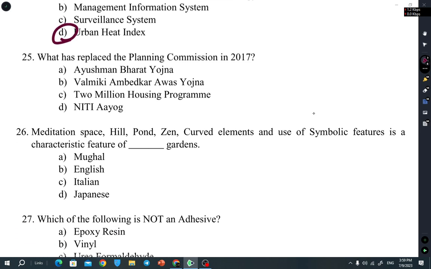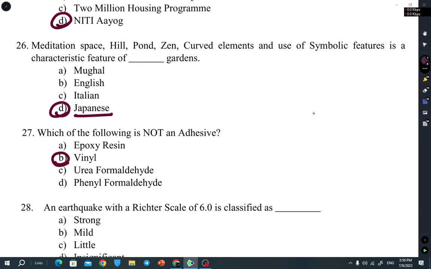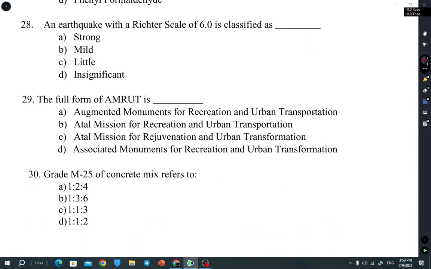What has replaced the Planning Commission in 2017? Niti Aayog. Meditation space, hill, pond, zen, curved elements and use of symbolic features is a characteristic feature of Japanese gardens. Which of the following is not an adhesive? Option B. Vinyl. An earthquake with a Richter scale of 6 is classified as strong. The full form of AMRUT, Amrut, is option C. Atal Mission for Rejuvenation and Urban Transformation.